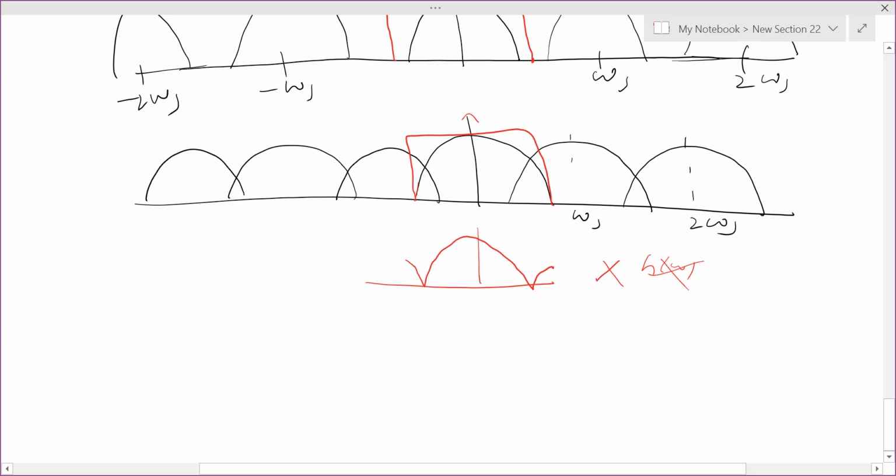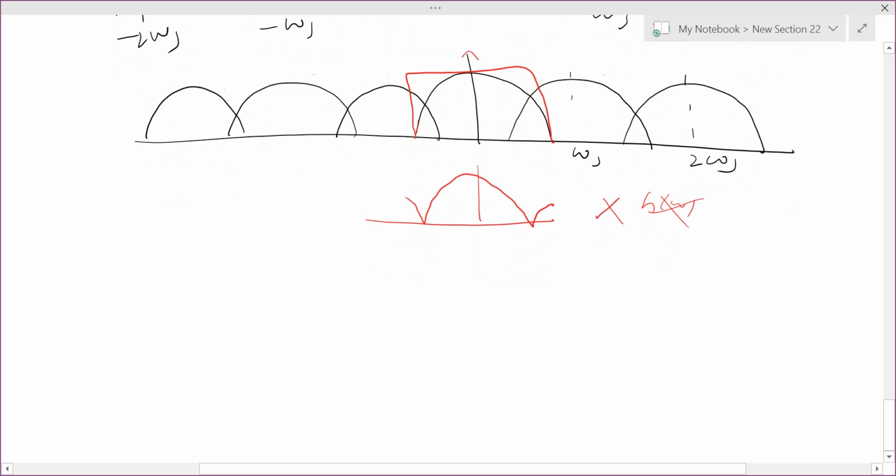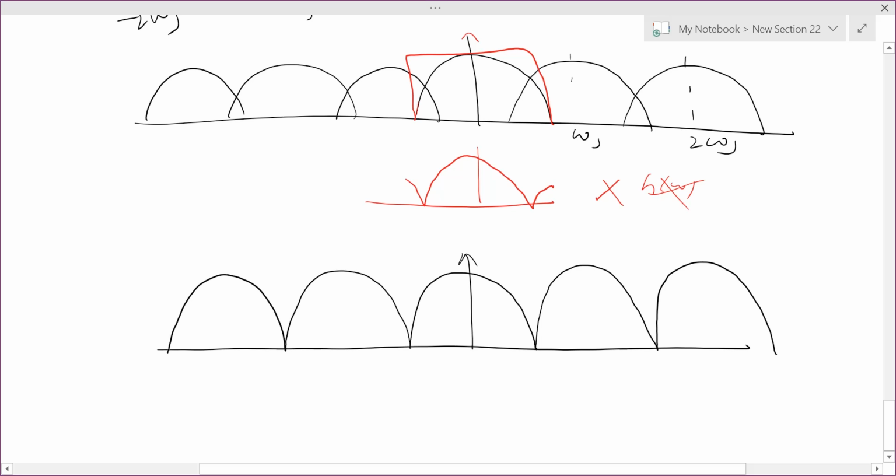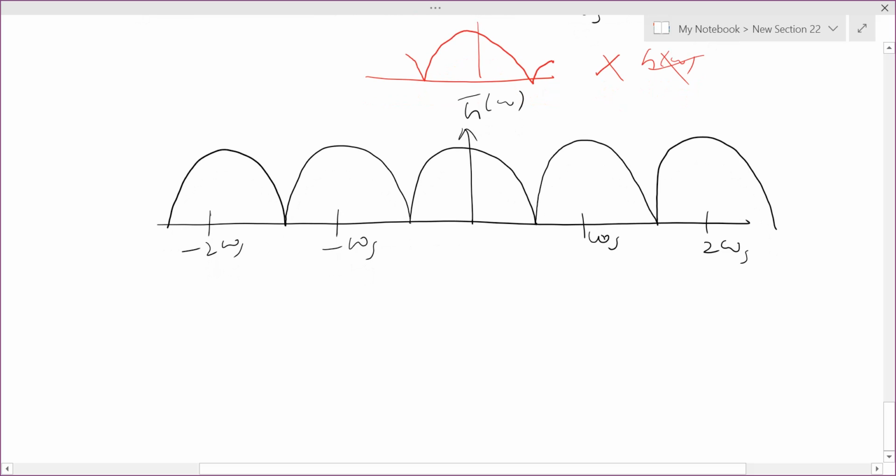What is the first case, the tight case? This is g of omega. Then as its spectrum ends, another one starts. So this is g bar of omega. This is omega s, 2 omega s, minus omega s, minus 2 omega s. Now look at various things, how we can compute that, how we should sample it.